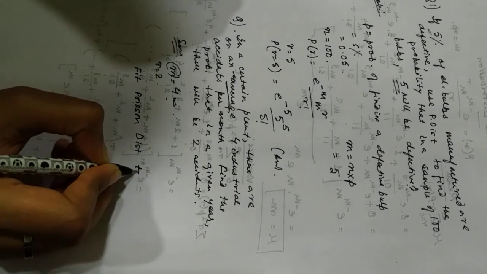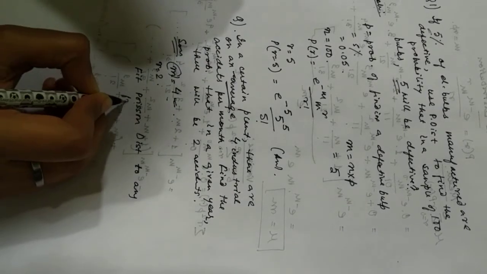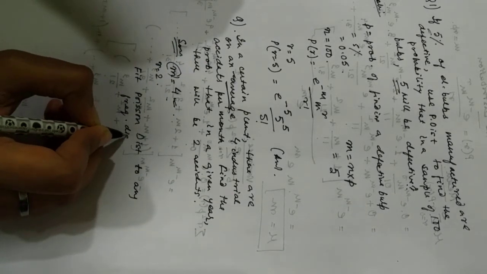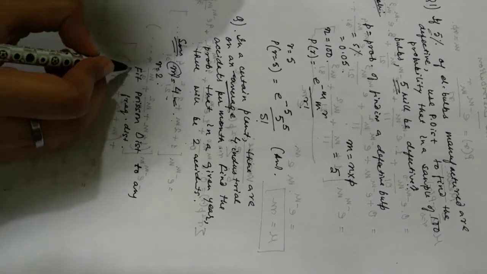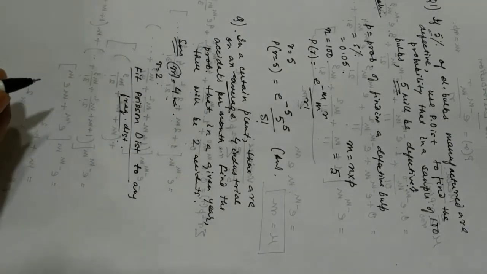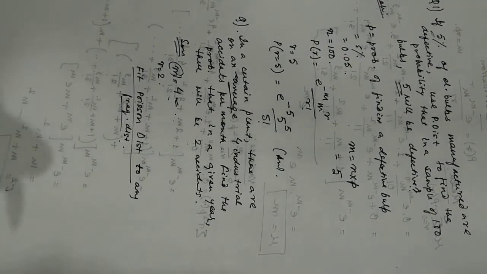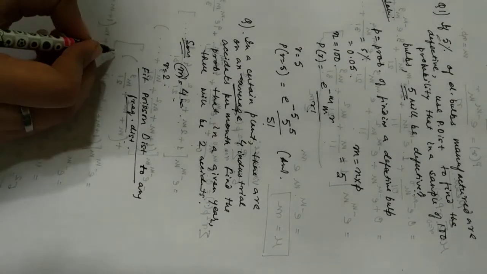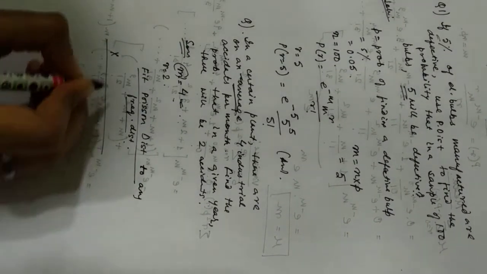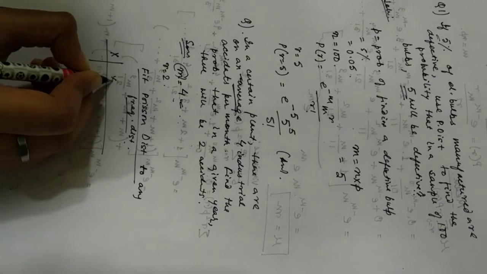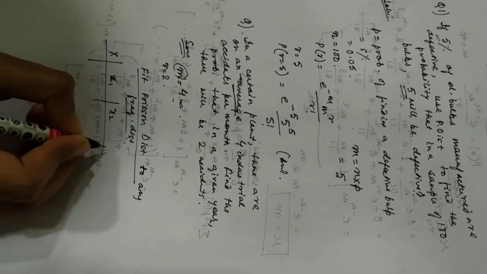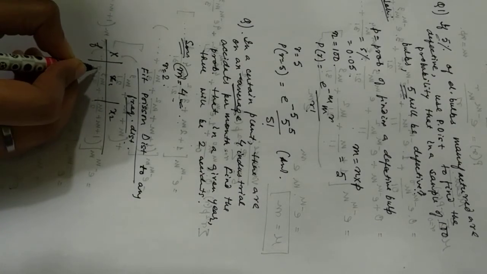to any frequency distribution, how do you do it? If the question is to fit Poisson distribution to a frequency distribution, how are you going to solve problems like that? The format of those kinds of problems is x, that is the variable values x1, x2, and so on, and you have the corresponding frequencies, right?